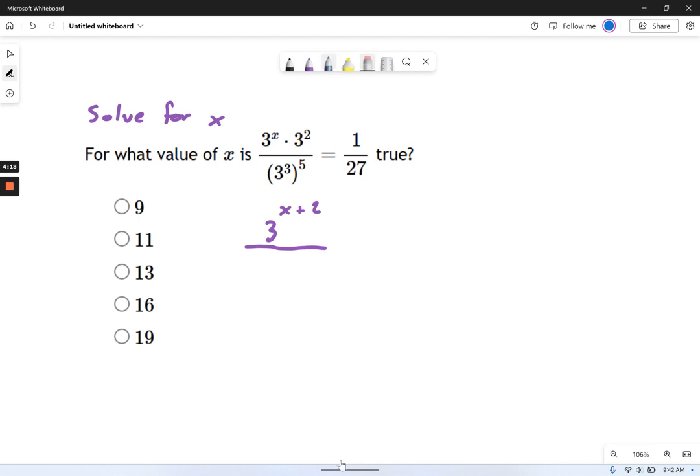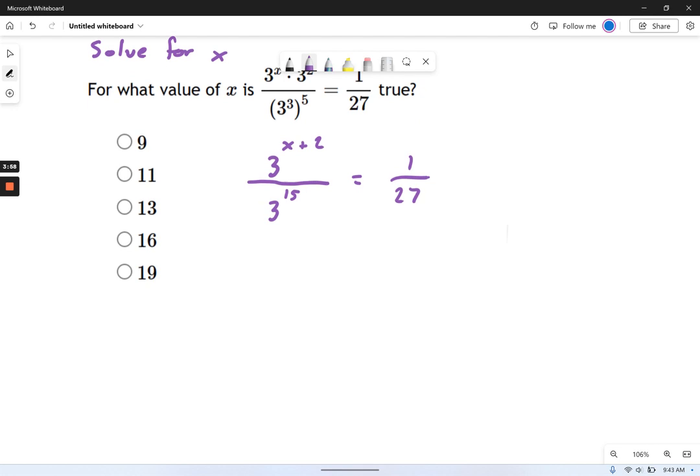Okay, now let's look at the bottom one. We've got 3 to the 3, to the 5th. That's different. That's an exponent raised to an exponent. So this is going to become 3 to the 15. We multiply the 3 and the 5 together. And this is equal to 1 over 27.